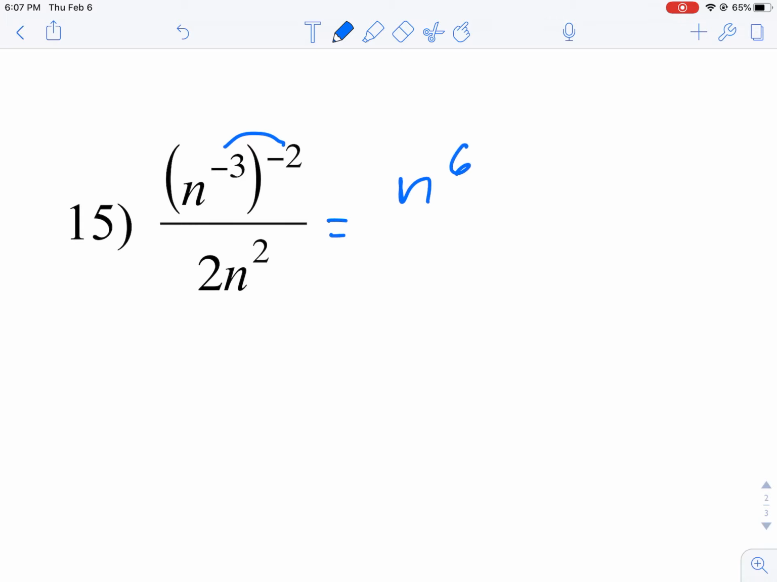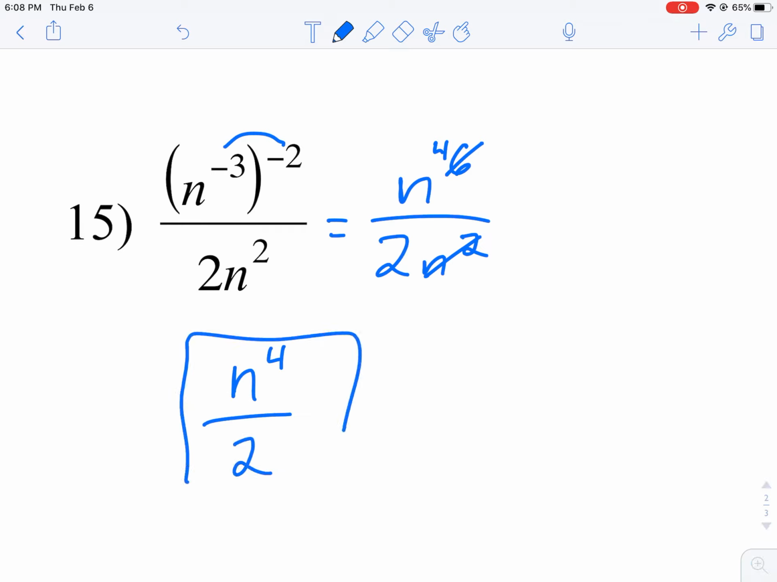So I have n to the 6th over 2n squared. Now that I've got both the numerator and the denominator simplified, I look at my variables. I've got n to the 6th over n to the 2nd here. So when you are dividing bases, your exponents are going to subtract. So think of this as I've got 2 n's on the bottom and 6 n's on the top. If I take away those 2 n's on the bottom and 2 from here, that gives me 4. So that means I have n to the 4th over 2.